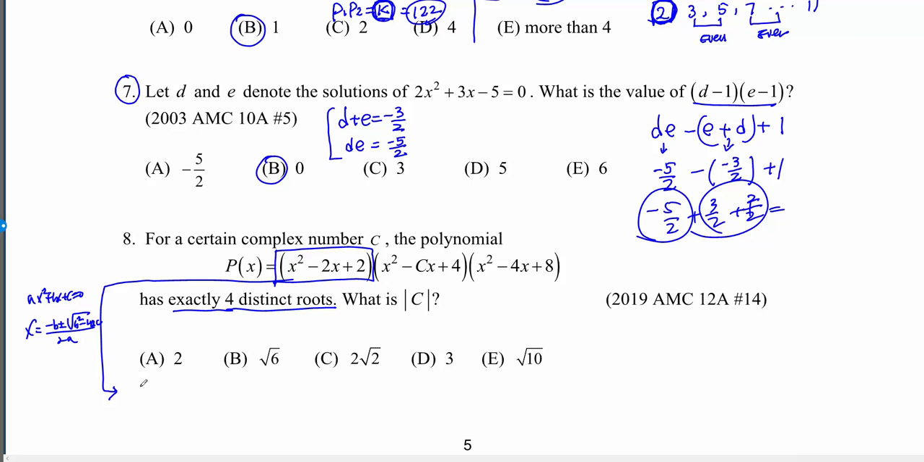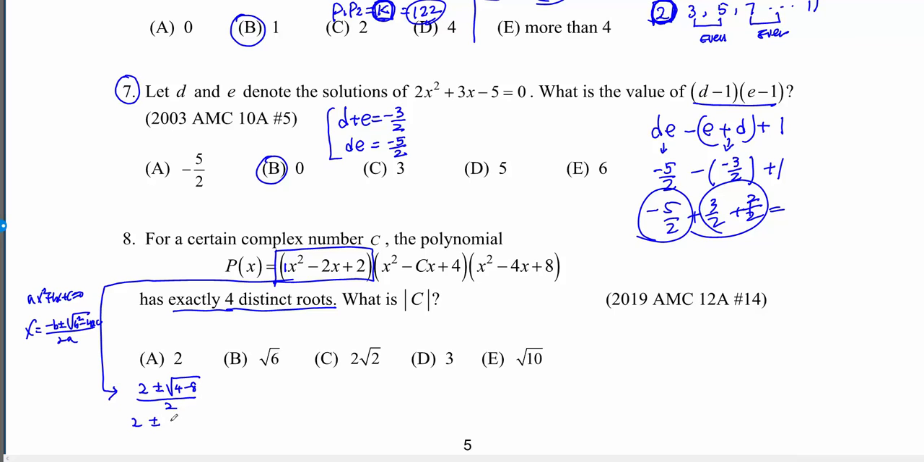Okay, so negative b is what? 2 plus minus, okay? And let's say b squared is 4, right? Minus 4 times ac, right? That is 8, isn't it? Okay, 4 times 1 times 2 is 8, so 4 minus 8 over 2, right? What is this one? 2 plus minus the square root of negative 4.